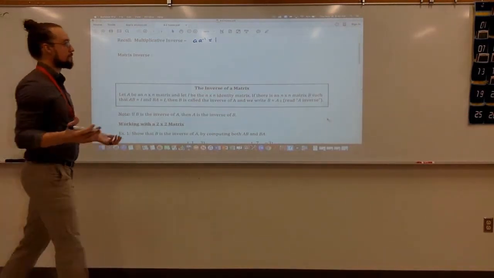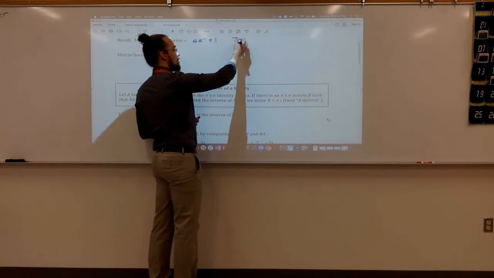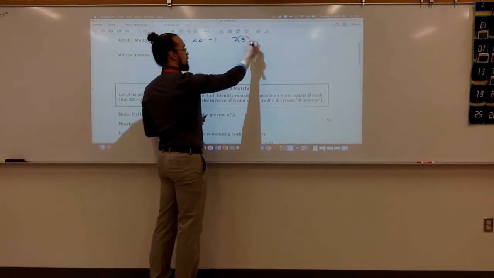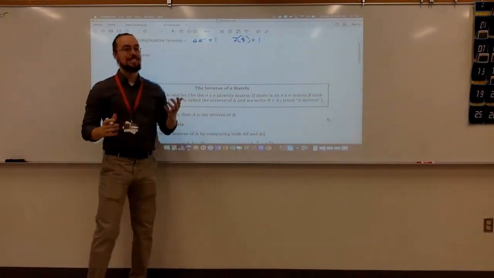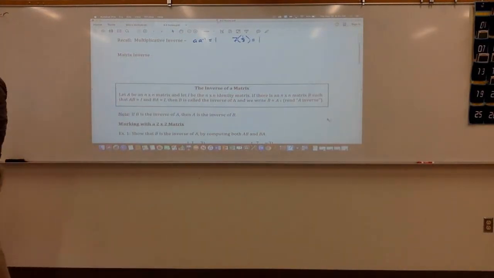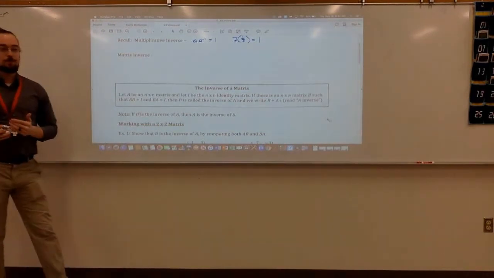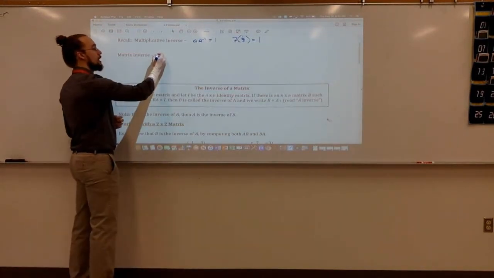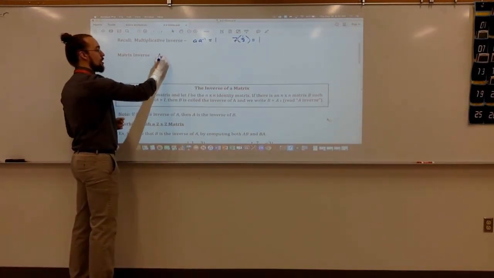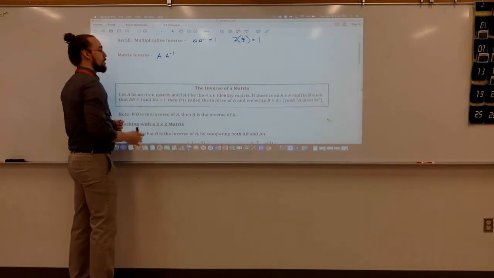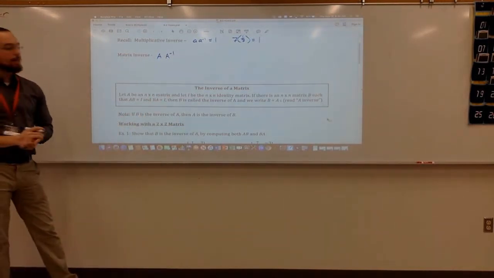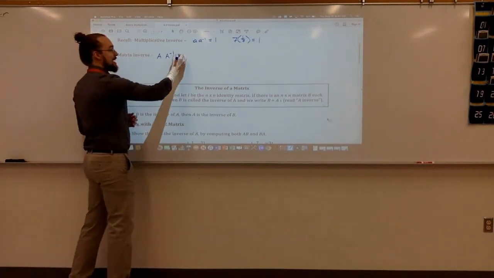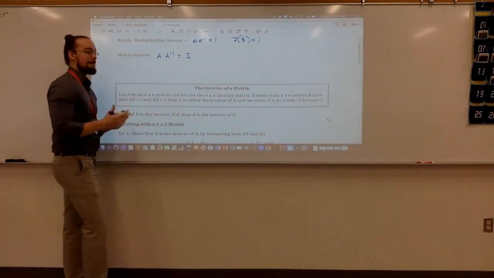For example, 7 times 1/7 is 1. So 7 and 1/7 are multiplicative inverses. We want to apply that idea to matrices today. So a matrix inverse is, if I have two matrices multiplied together, we get what's called the identity matrix.